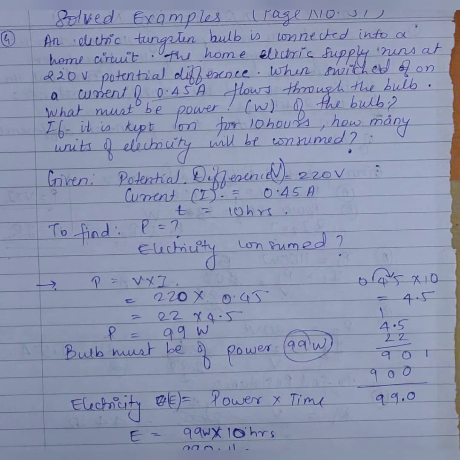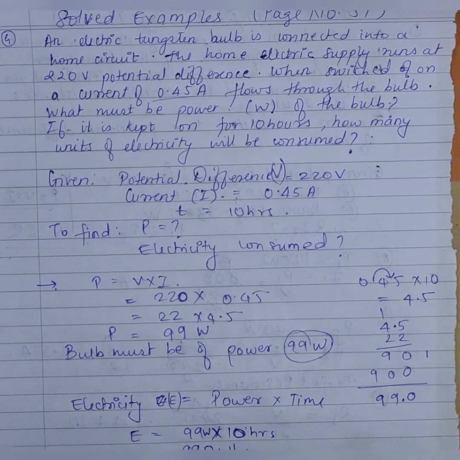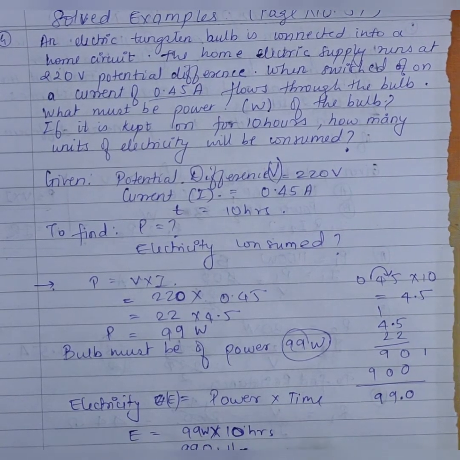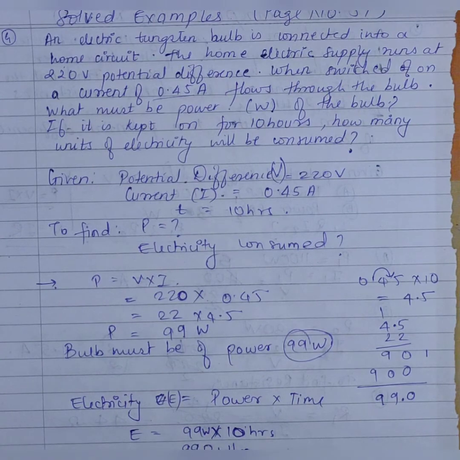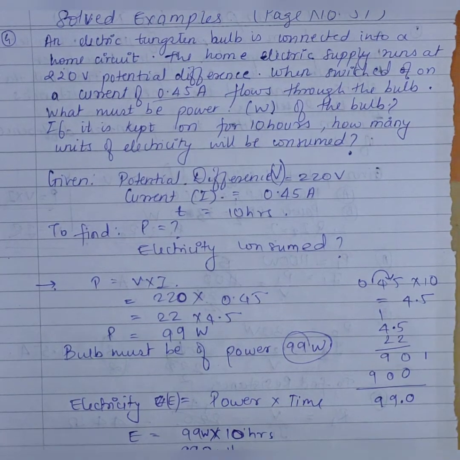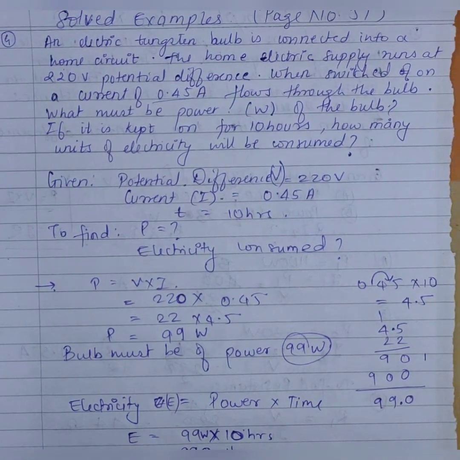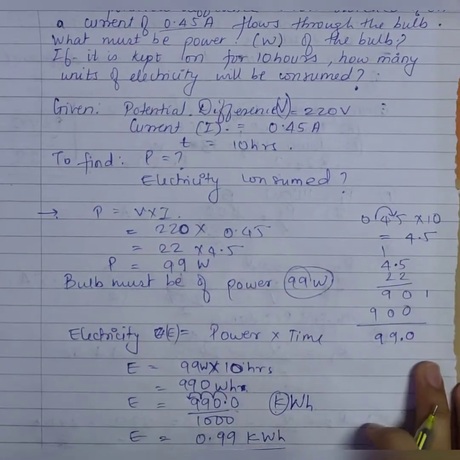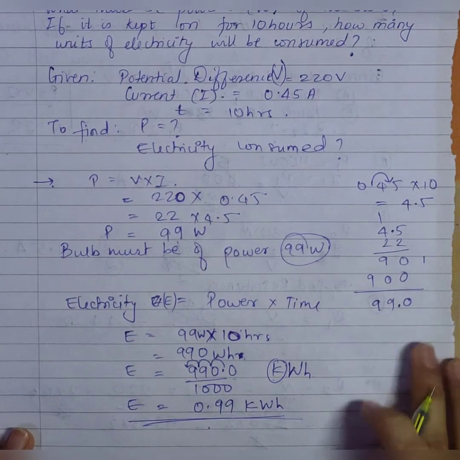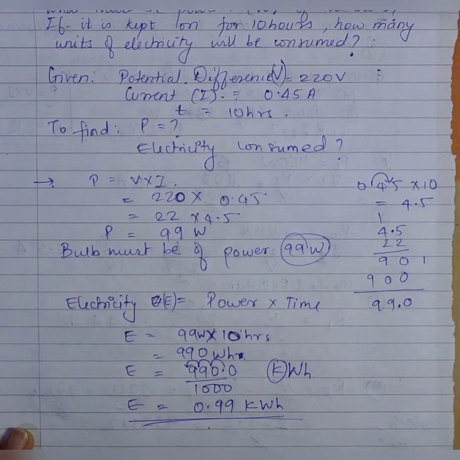So what will happen? 0.99. Why? Because my point is here right now. 1, 2, 3. There are 3 zeros in 1000, therefore the decimal will jump 3 places to the left. This is kilowatt hour. E is equal to 0.99 kilowatt hour. Did you understand this?